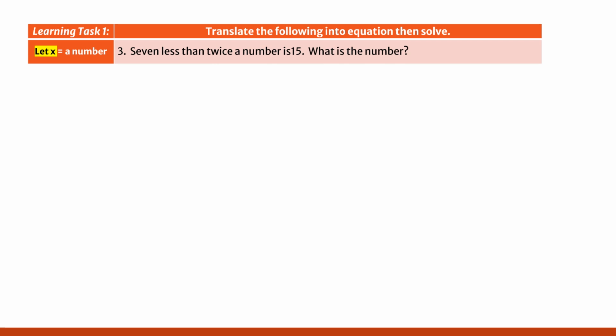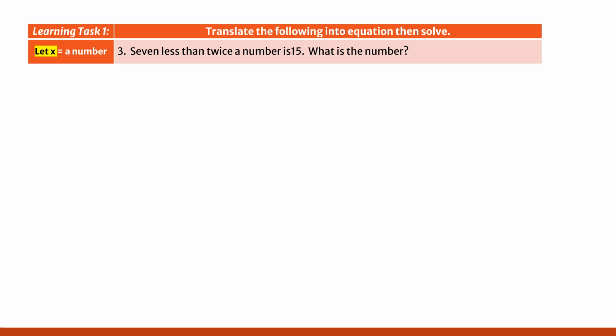Problem number 3. 7 less than twice a number is 15. What is the number? Again, let x being what? The unknown number. So translate the given mathematical sentence into an equation. So isa-isahin natin. 7 less than. Meaning to say, if it is 7 less than twice a number, so meron tayo dito twice a number.